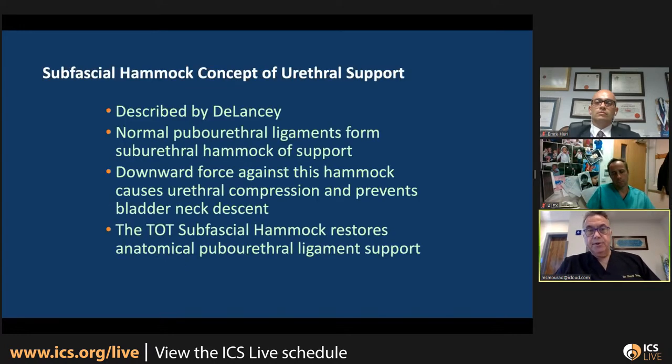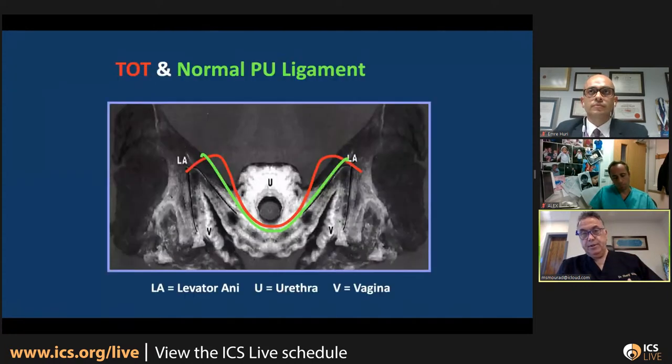This is a subfascial hammock concept of urethral support described by DeLancey. Usually normal pubo-urethral ligaments form a sort of sub-urethral hammock of support. So when the woman exerts downward force against this hammock, it will cause urethral compression and prevent bladder neck descent. The TOT, or transobturator tape, subfascial hammock restores anatomical pubo-urethral ligament support because it mimics the same pathway of this ligament. So you can see even here that the TOT in the red line mimics the normal pubo-urethral ligament in the green color.